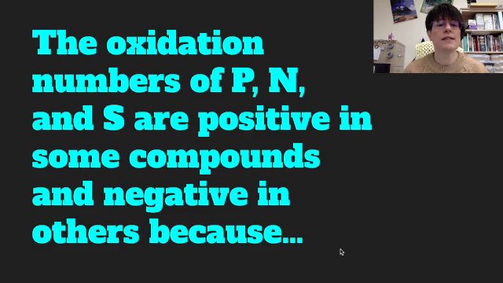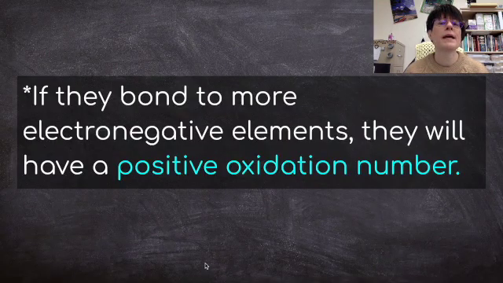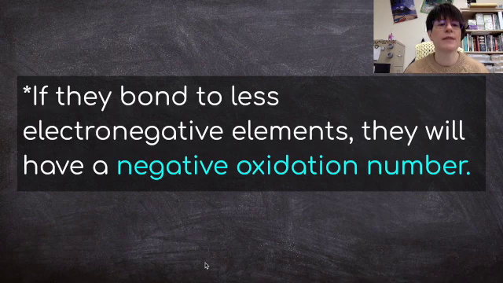Now, sometimes elements can have multiple oxidation numbers. And the reason for this is the oxidation numbers of phosphorus, nitrogen, and sulfur are positive in some compounds and negative in others, because if they bond to more electronegative elements, they will have a positive oxidation number. And if they bond to less electronegative elements, they will have a negative oxidation number, a lot like the hydrogen case there. So I'm going to show you on your periodic table where you can get oxidation numbers from as well, and that's why there are multiple oxidation numbers.